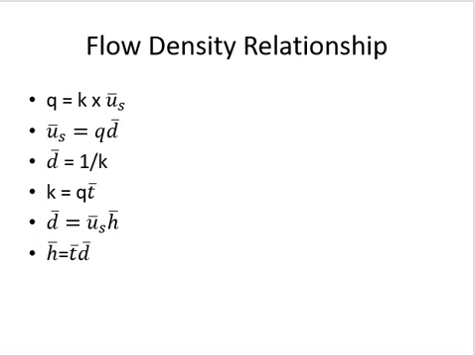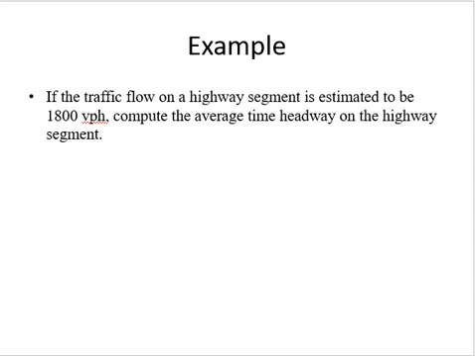Okay, the traffic flow on a highway segment is estimated to be 1800 vehicles per hour. Find out the average time headway. If they call it the headway or the time headway, it means the same thing. So they gave me what? Q. And they're asking for what? H.